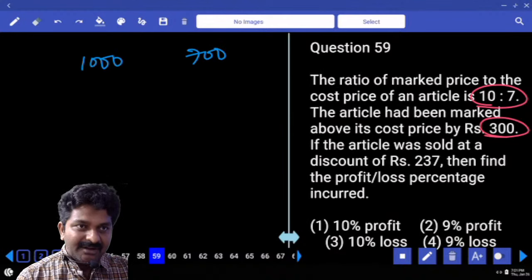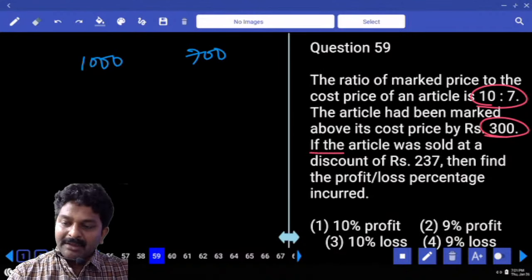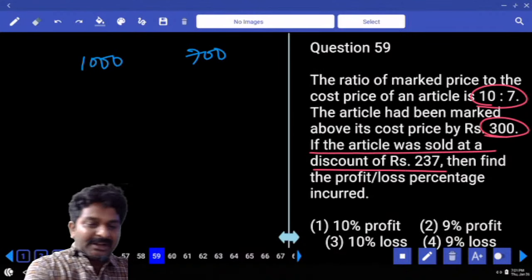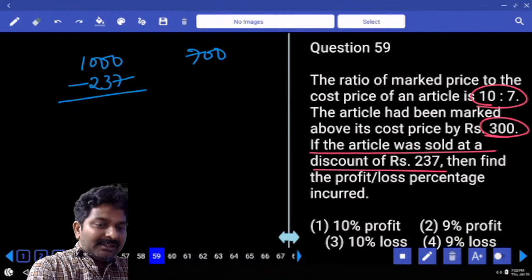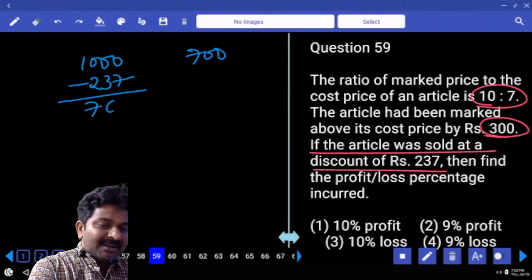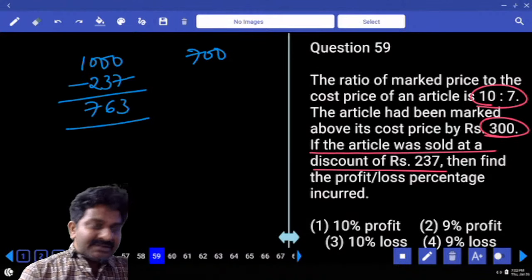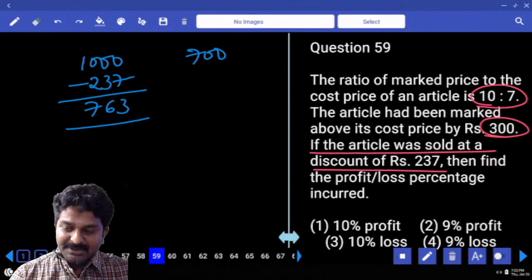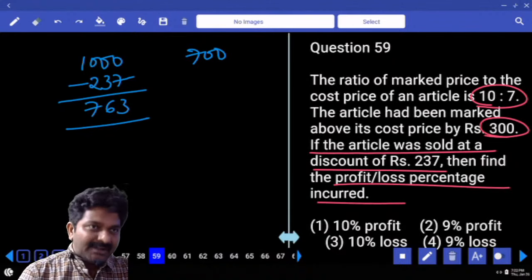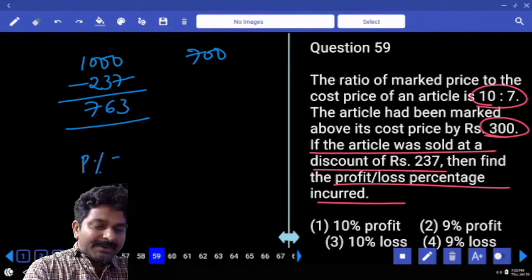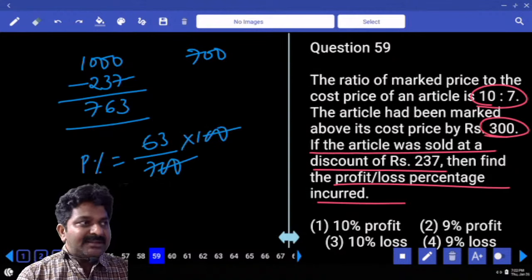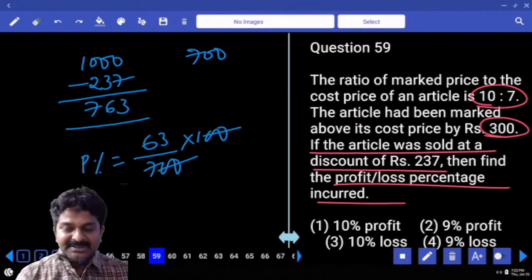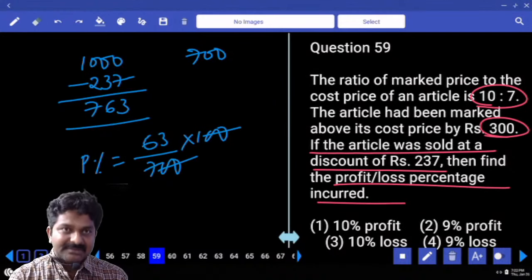Ratio 10:7, difference 300. If the article was sold at a discount of 237, if you give 237 discount, they will sell the item at 763 only. 763 is the selling price, 700 is the cost price. Profit or loss percent? Definitely there will be profit, and profit percentage is profit by cost price into 100. 63 by 7, answer 9% profit. Second option is the answer.